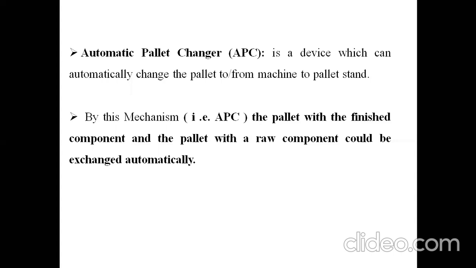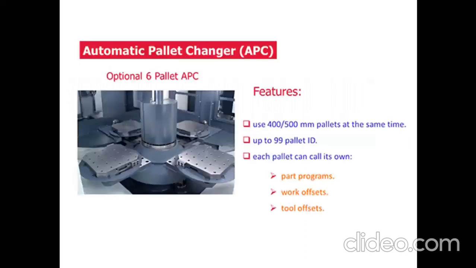By this mechanism, the pallet with the finished component and the pallet with the raw component can be exchanged automatically. This is the automatic process. It's like a conveyor belt to move your component from one place to another place. That is your automatic pallet changer. This is the actual image of your automatic pallet changer, which represents a total of 6 pallets. If we have to carry out six different operations at 6 different locations, then it will move from one location to another location. This is your automatic pallet changer.